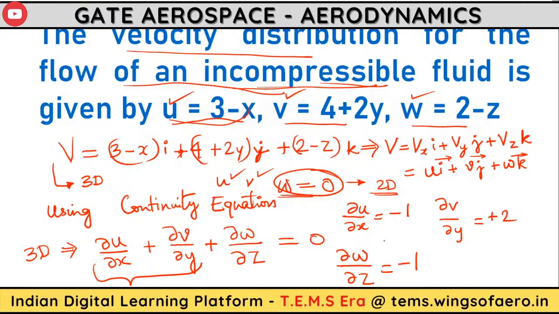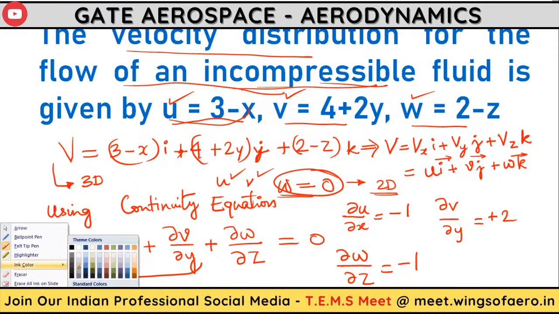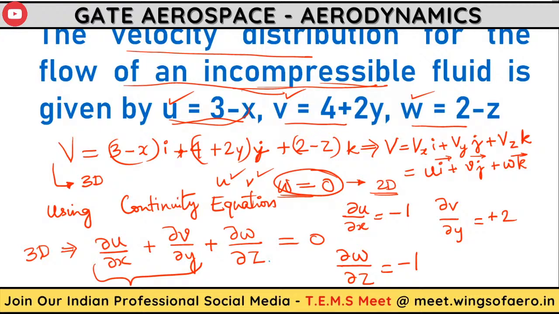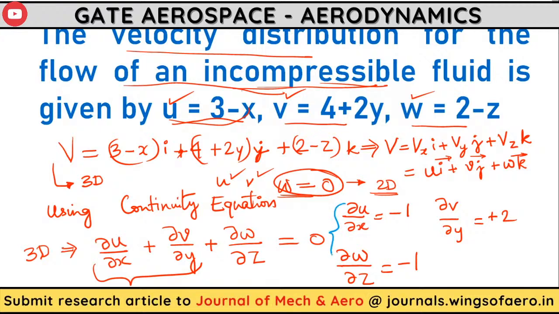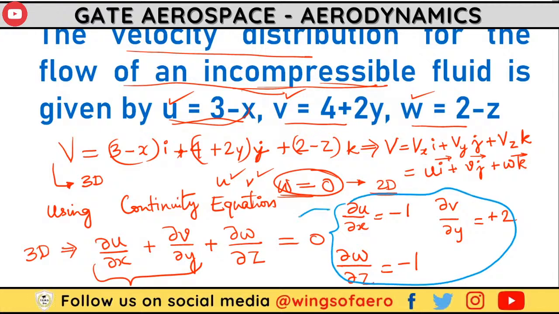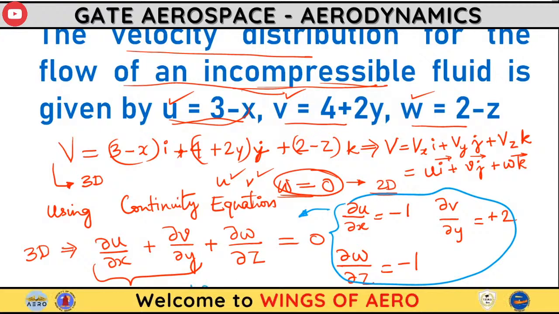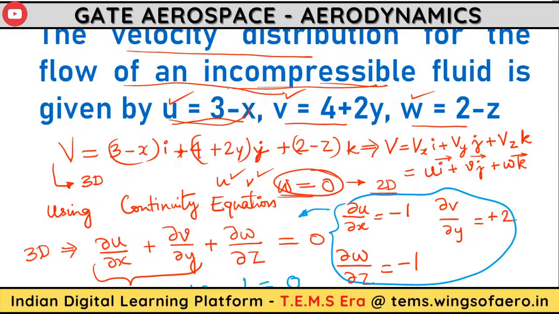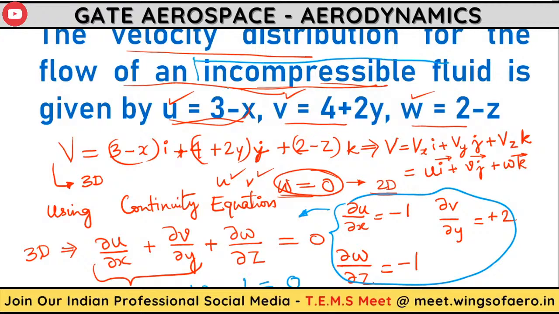Now, you're going to substitute these values over here. Now, you have to see whether it's satisfying that. Then minus 1, this is plus 2, this is again minus 1. It comes to 0. That means the flow is incompressible flow.